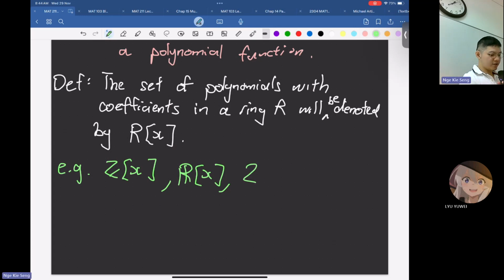Z[i]. Okay, Gauss integers, sure. We can put Z[i] adjoin x. Okay. So what kind of ring you can put? What else? That's your coefficient. Check the examples of rings. There are so many rings I gave you.